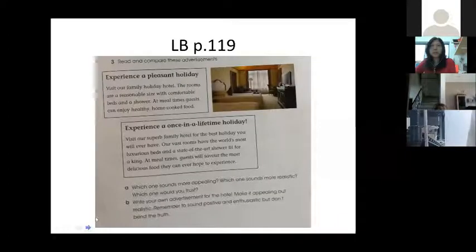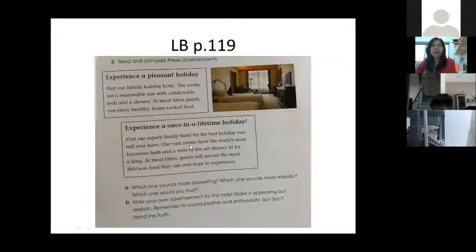Let's move on. Here on page 119, you have two kinds of advertisement, the top and bottom. Please read these advertisements and then answer question 3A, only 3A. Which one sounds more appealing? Appealing means more attractive. Which one sounds more realistic? Realistic means it is possible to happen, like it happens in reality. And which one would you trust? Is it the top or the bottom?